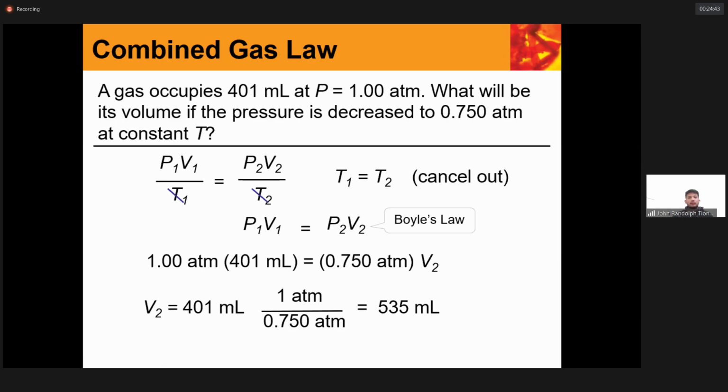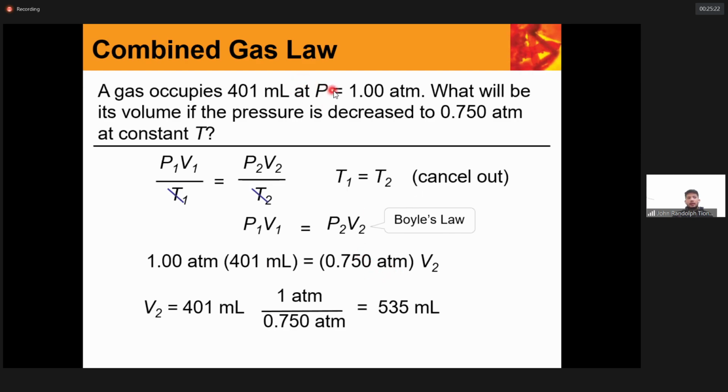But initially, combined gas law natin, P1 V1 over T1 equals P2 V2 over T2. Since in the problem temperature is held constant, then T1 equals T2, so we can cancel that out. Then we are left with P1 V1 equals P2 V2. And this formula is Boyle's law, right? So then you can just solve your problem.